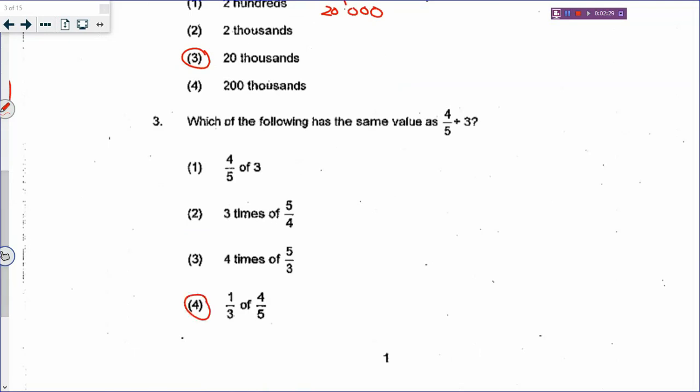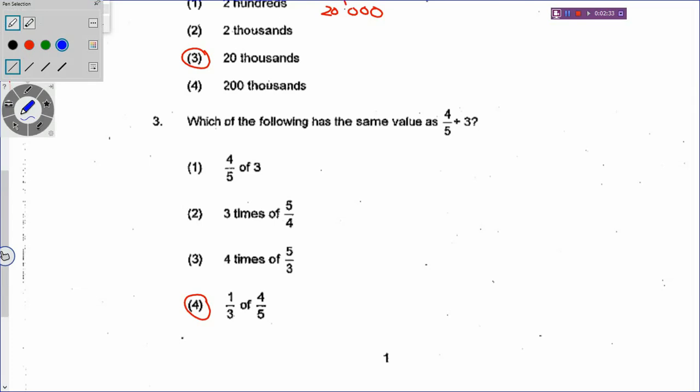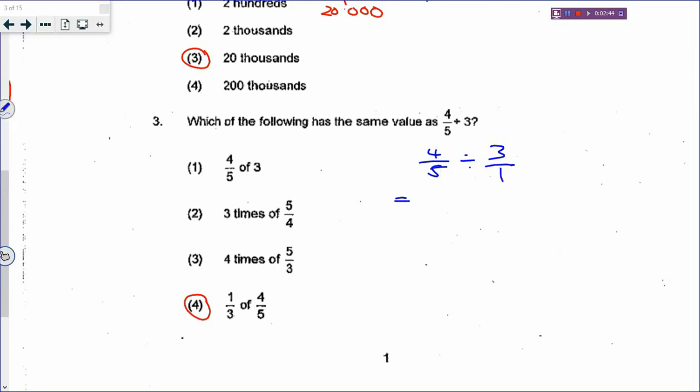And which of the following has the same value as 4 over 5 divided by 3? So there's a divide there. So you're tested on how to divide fractions with whole number. So you change the whole number into a fraction, and then what your teacher will have told you is keep the first fraction, change the divide to times, and flip the fraction upside down. So you have keep, change, and flip. Alright, so one more time, let's run through this again.